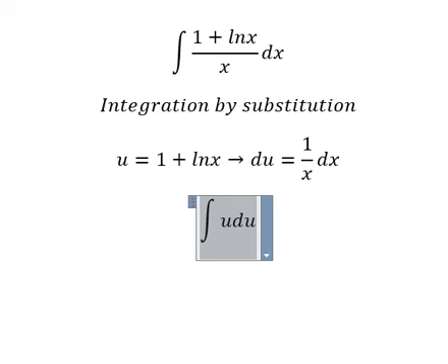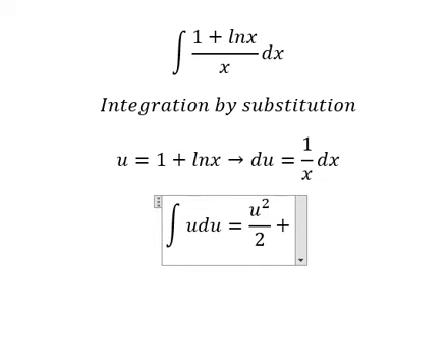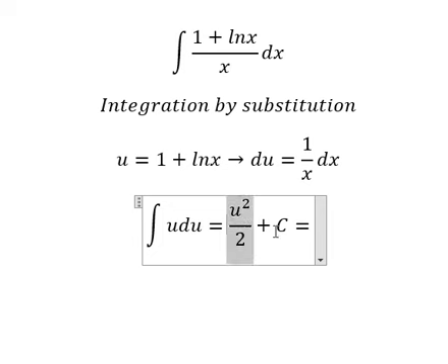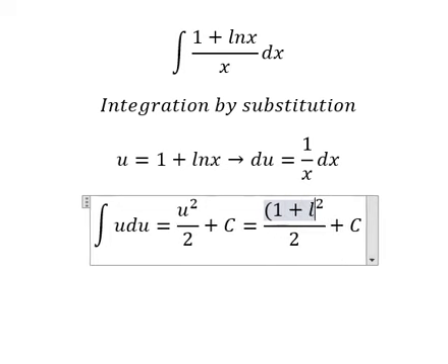The integration of u gives u squared over 2, and I will put plus c. Then u is 1 plus ln x.